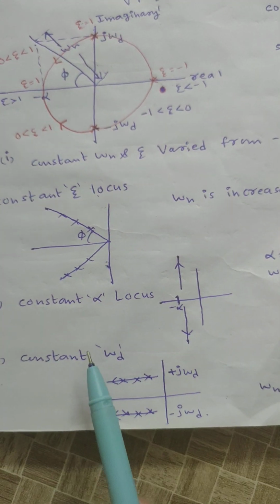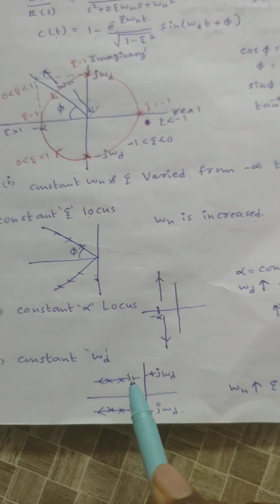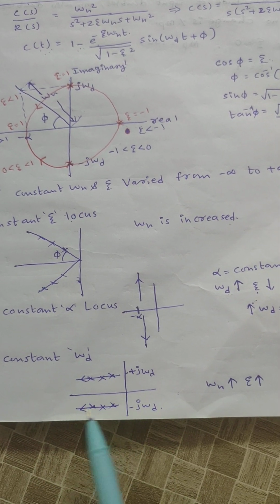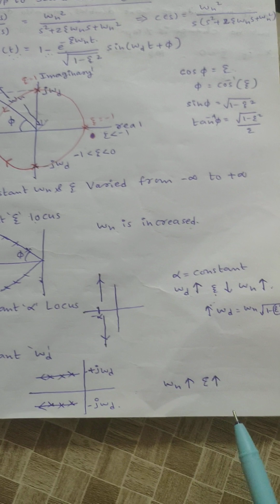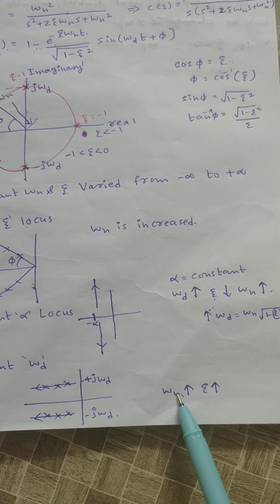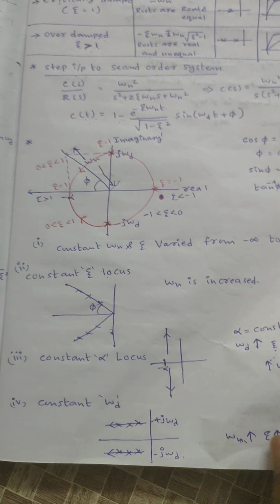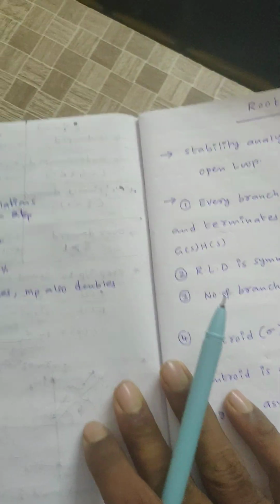Next, the constant omega d locus. Here omega d is constant, and the omega n waveform is like this. Then the omega n value increases like this, and zeta also increases in the case of constant omega d.